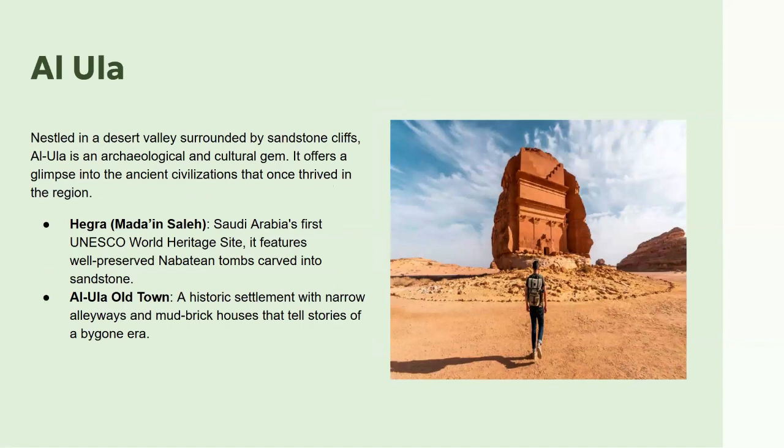Next is Al Ula. It is nestled in a desert valley surrounded by sandstone cliffs. Al Ula is an archaeological and cultural gem. It offers a glimpse into the ancient civilizations that once thrived in the region. Some attractions include Hegra, which is Saudi Arabia's first UNESCO World Heritage Site. It features some well-preserved Nabatean tombs carved into sandstone.